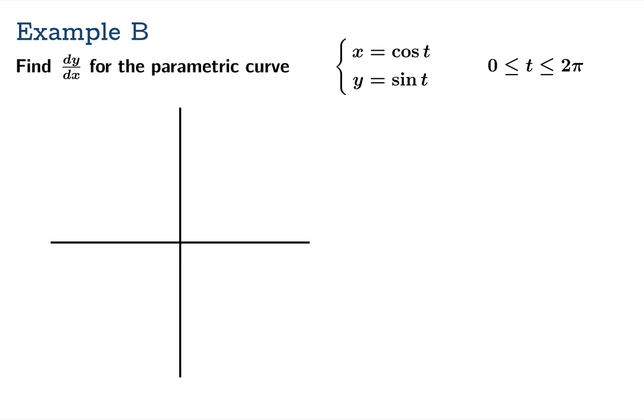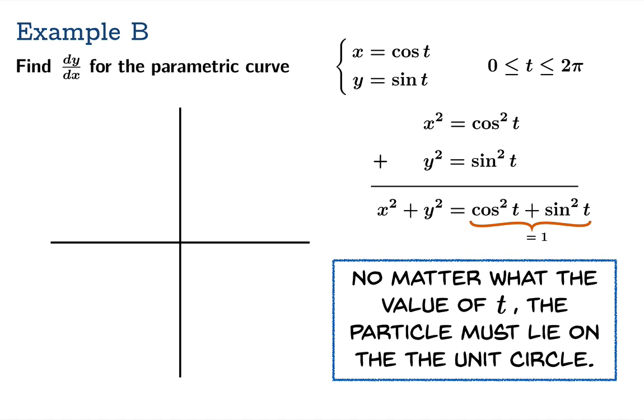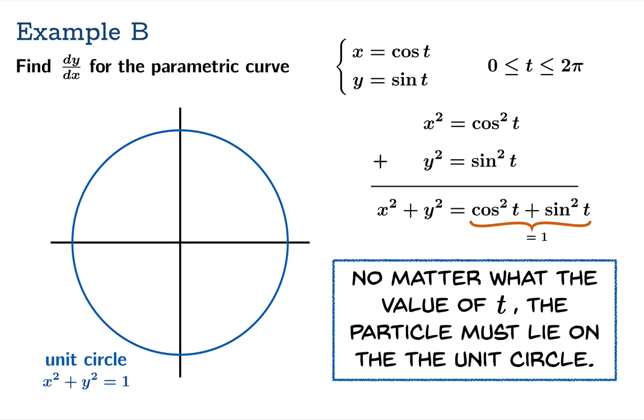Example B, find dy/dx for the parametric curve x equals cosine t, y equals sine t. We'll restrict t here to be in the closed interval from 0 to 2 pi. Now, what's the trace of this curve? If we square x and square y and add these together, we'll notice that x squared plus y squared is equal to cosine squared t plus sine squared t, which of course is always equal to 1 no matter what value t has. So what do we know? We know that the trace of the particle lies completely in the circle x squared plus y squared equals 1. In other words, it's the unit circle. So the trace lives somewhere in the unit circle, and actually we can say more than this.